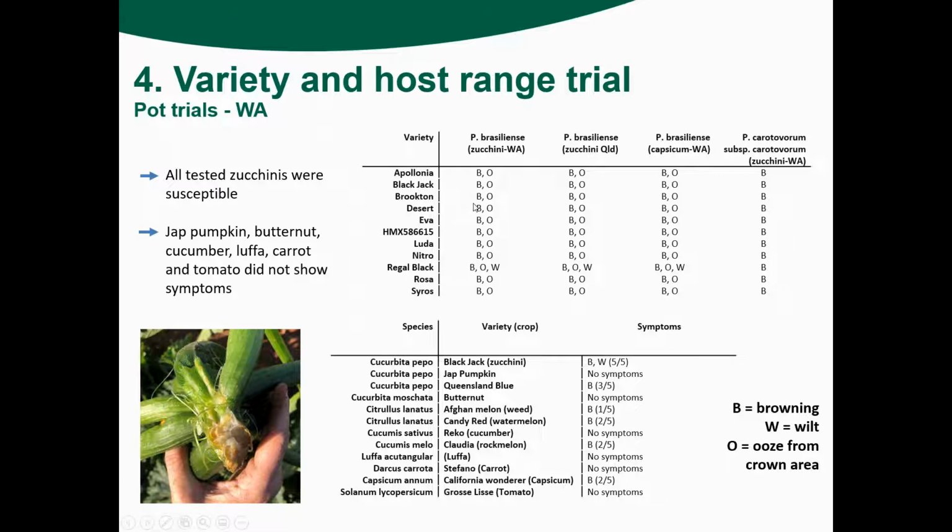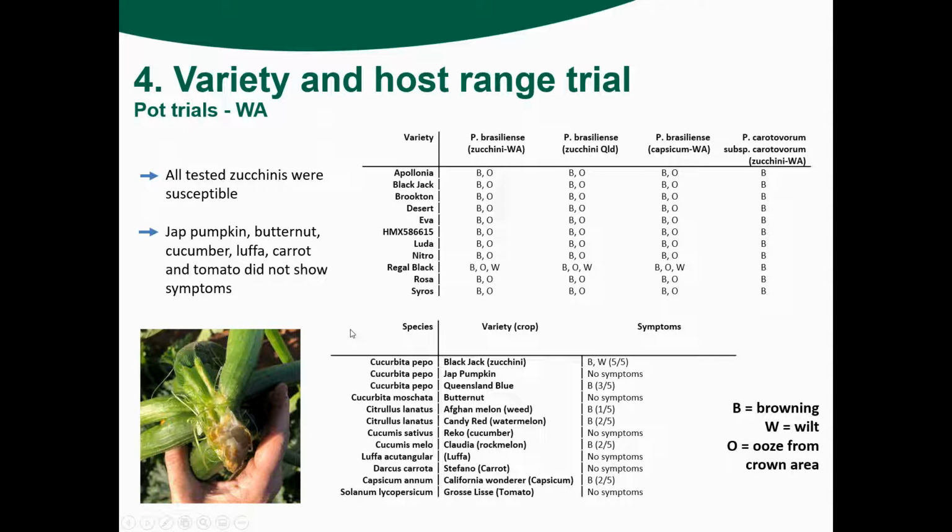So you can see here, the B is for browning of the leaves, W is for wilts. You got a lot of wilting in the regal black. And ooze is this sort of oozing from the crown area here. It gets quite mushy and gross, basically. So the different Pectobacterium isolates tested up here, all the Braziliense resulted in some kind of symptoms. Pectobacterium carotavorum seemed to do this as well, but not the oozing symptom.